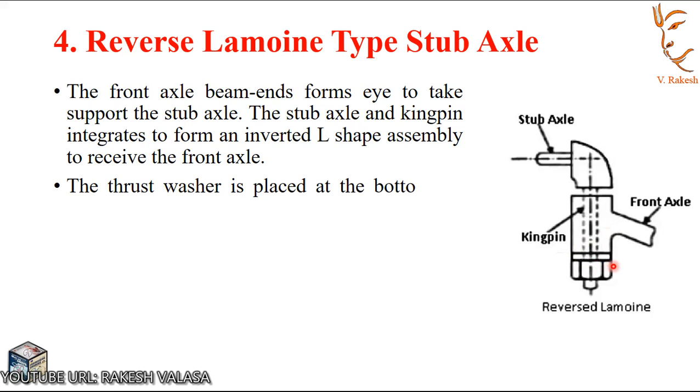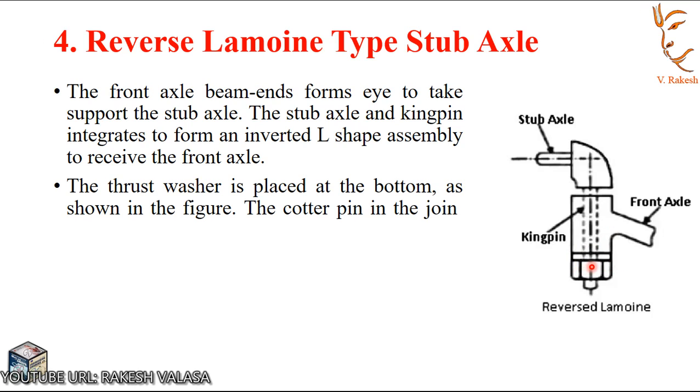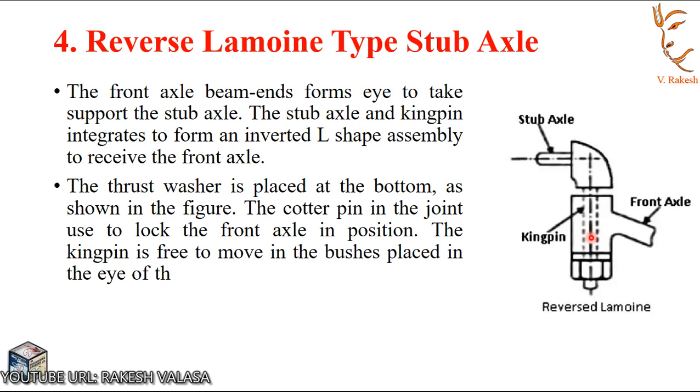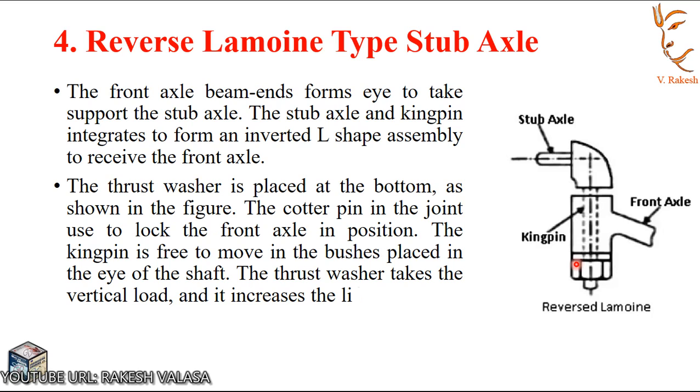Here the thrust washer is placed at the bottom of the front axle. The cotter pin in the joint is used to lock the front axle in position. The kingpin is free to move in the bushes placed in the eye of the shaft. The thrust washer takes the vertical load and it increases the life of both the stub axle and front axle.